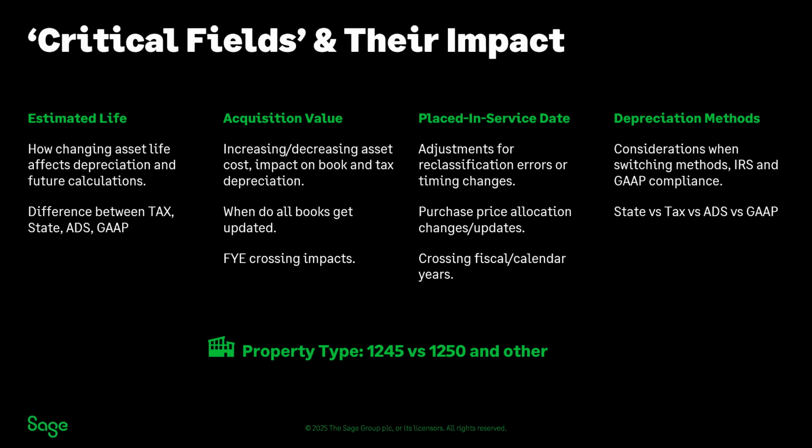And then finally, number 5, the critical field is property type. Property type 1245 versus 1250 and other. That's the first entry in the book depreciation fields, right? 1245 is personal property versus 1250, which is real property like buildings, land, building improvements, those sorts of things, some leasehold improvements if they qualify under that. Other means like amortize, or if they're in different zones and things like that. So there are different property types available.